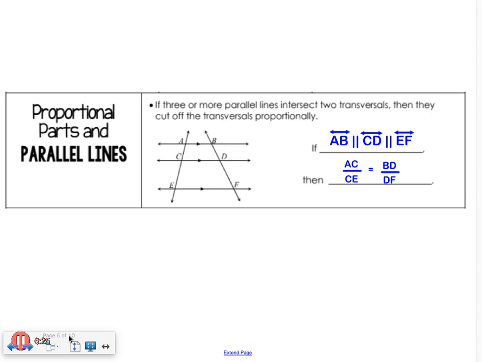All right, now we're given a picture where I have three sets of parallel lines that intersect two transversals, and the same thing holds. Those lines create proportional parts, so we can set up a proportion to find missing lengths. And again, when you write your proportion, you just have to make sure you match your parts with what you wrote for the first one. You can write it really in any way you want. It's your choice.